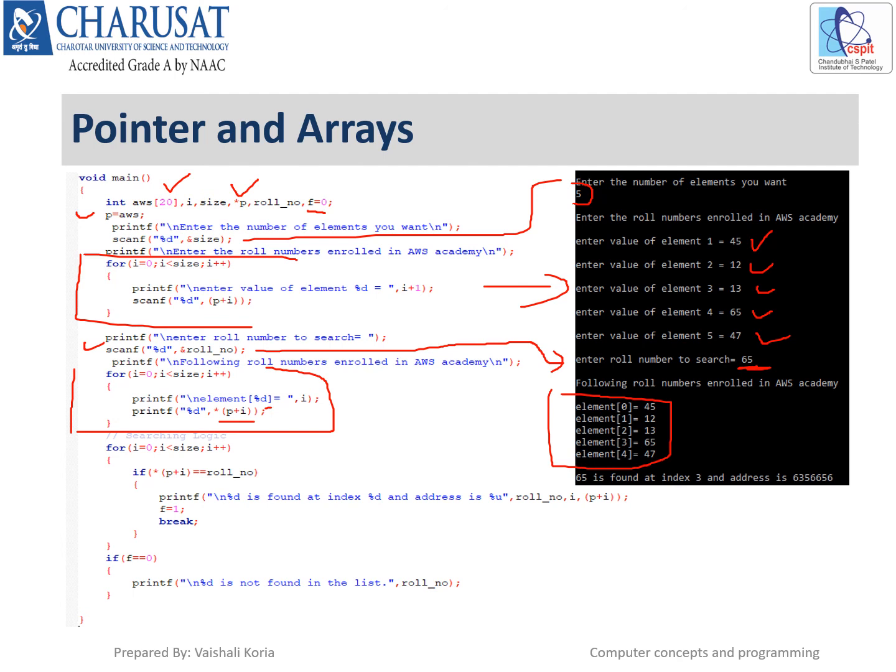Now this is the searching logic that we had discussed. Here we can see the input is 45, 12, 13, 65 and 47, and the number that we want to search is 65. When I execute this program for this input, the output would be that 65 is found at index 3, and the address is 635656. So this is the address which is allocated for the element at index 3. So this is the program.